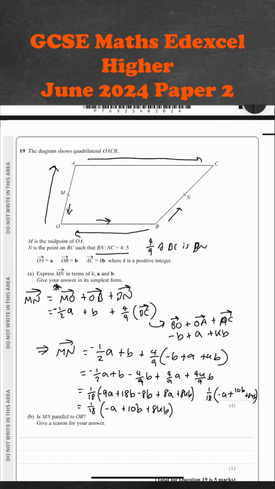Is MN parallel to OB? In order for it to be parallel, it needs to be a multiple of B, as OB is B. But there's A's in here, so no. Not parallel, not a multiple of B.